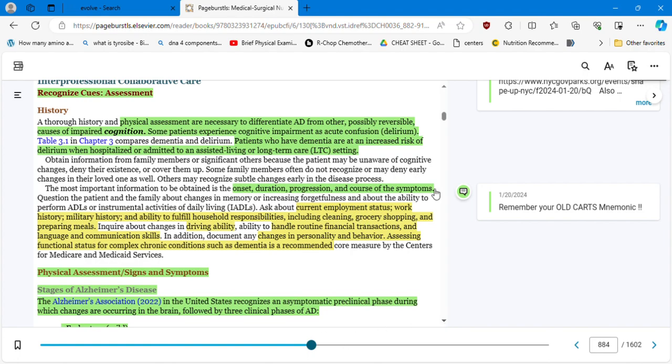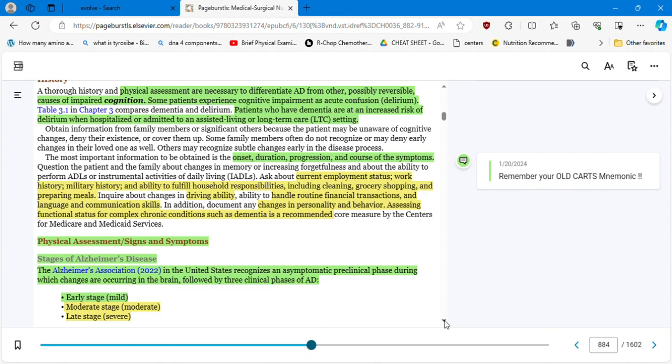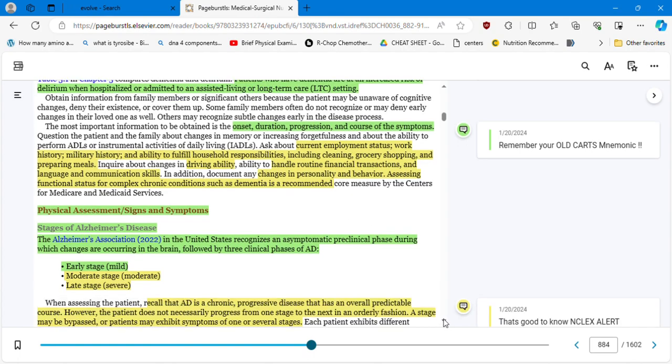Okay, so when you use your OLD CARTS mnemonic, you can assess your onset, duration, progression, the course of the symptoms, the medications, if they are helping or not. Also ask for the current employment status, if they are able to do the ADLs, including cleaning, grocery shopping, if they can drive, prepare their meals. You can assess for all those factors.